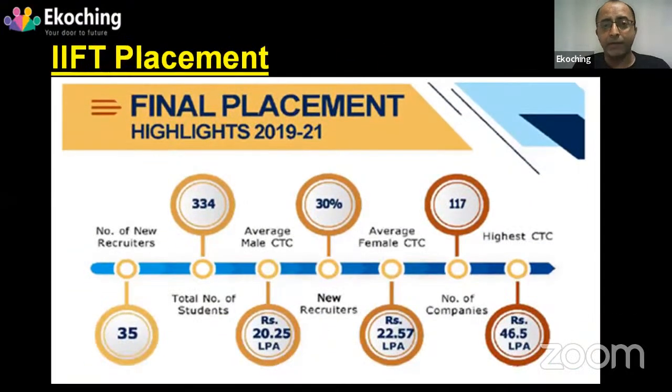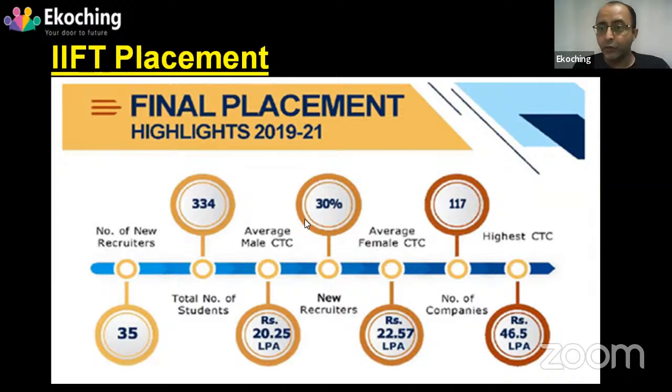Placement, I am sure you might be waiting for this slide कि सर जो कुछ भी आप कहानी कर रहे हो, but placement बताओ क्या होगा. So if you look at the placement of IIFT, it's a very decent one. The number of companies which are visiting, the average placement, or the highest placement: for the last IIFT batch, which is 19, 20, 21, there were around 35 new recruiters. Total number of students who sat for the placement were 334, where the average CTC for a male candidate was 20.25 lakhs per annum.